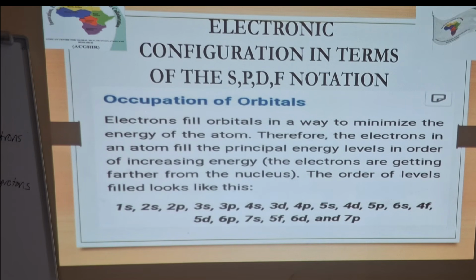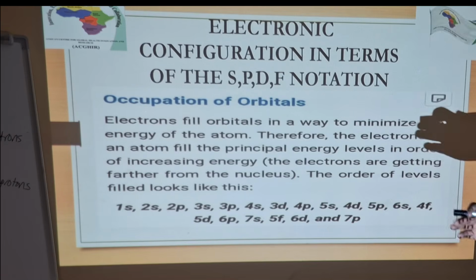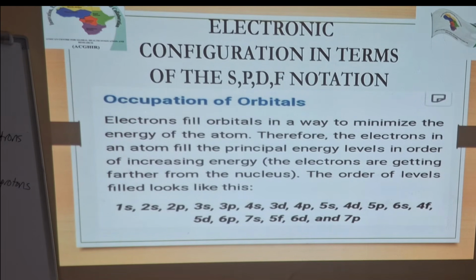We are continuing with our electronic configuration. So, ladies and gentlemen, electrons fill orbitals in a way to minimize the energy of the atom. Therefore, the electrons in an atom fill the principal energy levels in order of increasing energy, as the electrons get further from the nucleus. The order of levels filled looks like this. First energy level, 1s. If it is filled with 2 electrons, that's it.